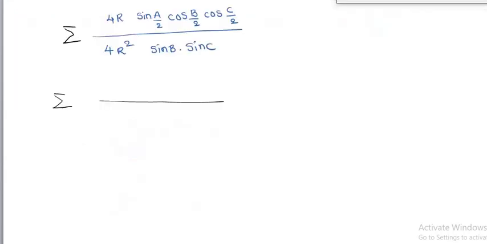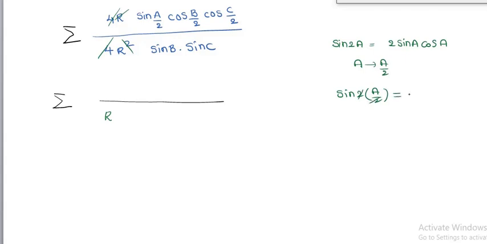So carefully observe. 4 and 4 cancel, small r cancels, only R is coming. Sin B is the form of the sin 2A formula. Sin 2A is equal to 2 sin A cos A. Half angle A is written as A by 2. Sin A is 2 into sin A by 2 cos A by 2. That is the value of sin A.